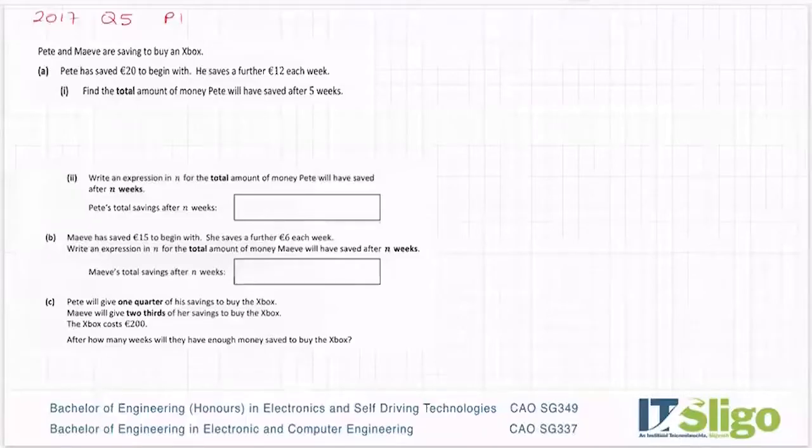Right, let's have a look at the section on algebra, which is words to equations. It's one of the sections students tend not to like as much as others. The 2017 question was like this. It was question 5. Pete and Maeve are saving to buy an Xbox. Pete has saved 20 euros to begin with. He saves a further 12 euros each week. Find the total amount of money Pete will have saved after 5 weeks.